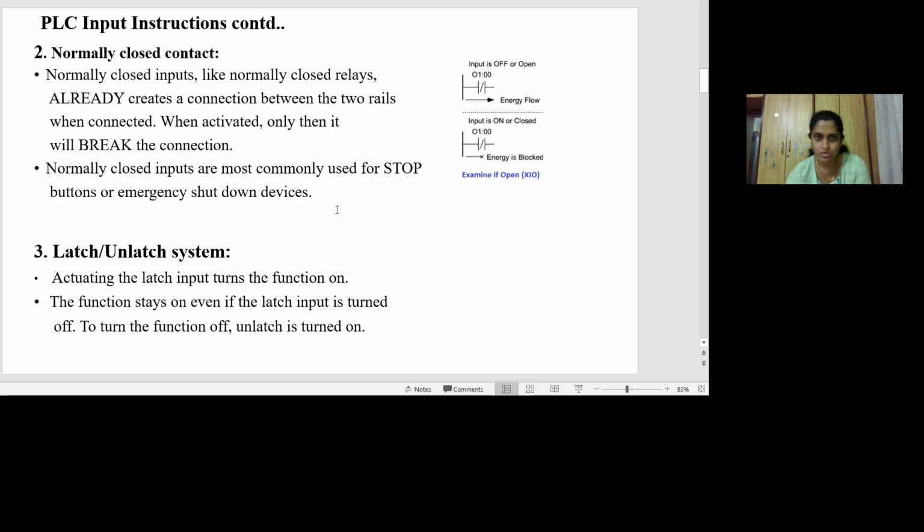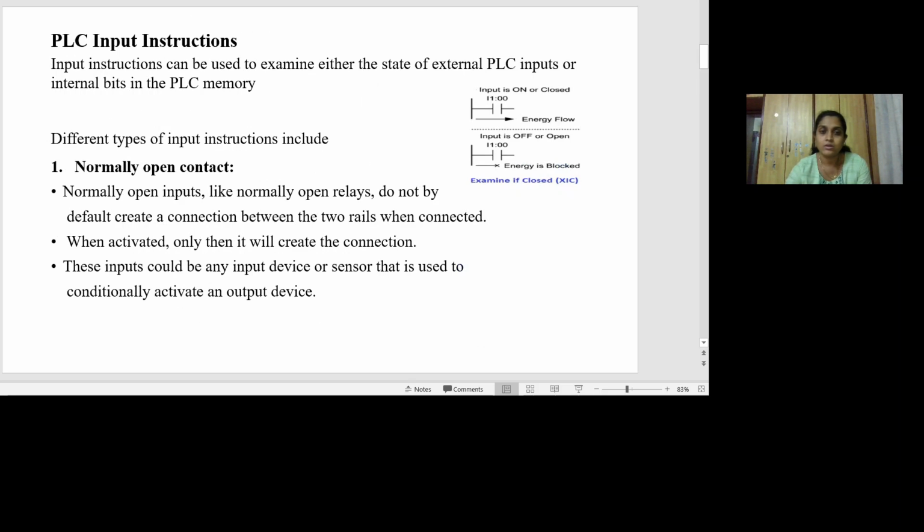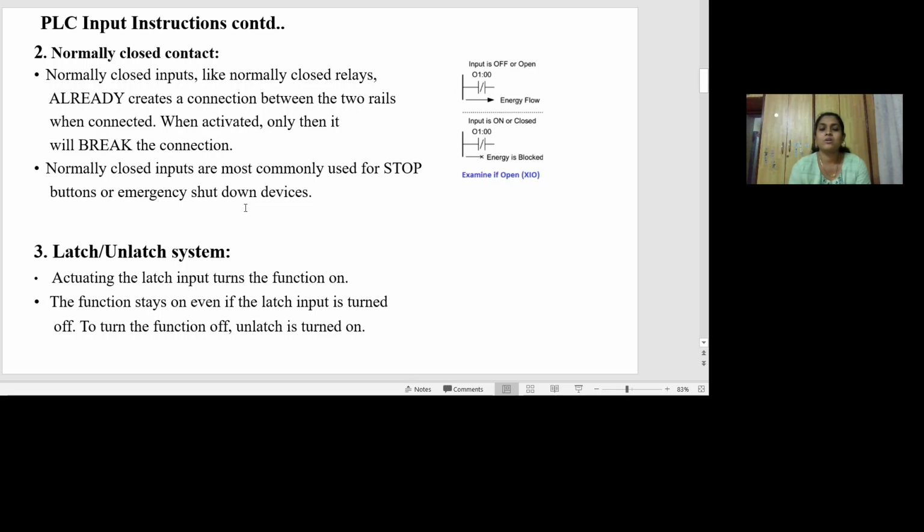Normally closed inputs, the NC contacts, are used to represent stop buttons, and they can be used to represent emergency shutdown devices. Whereas the NO contacts are used to represent input devices and sensors, the NC contacts are normally used to represent a stop button or emergency shutdown devices.